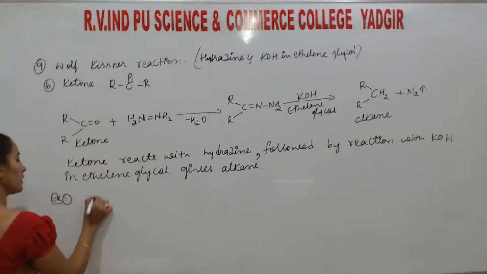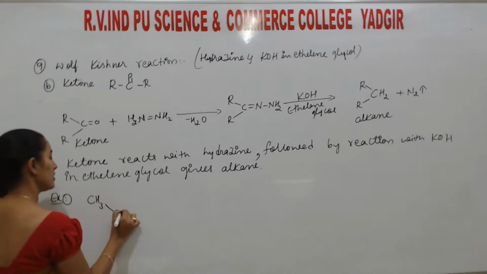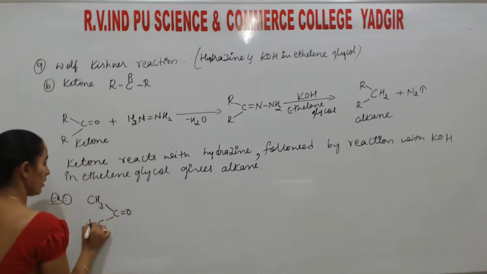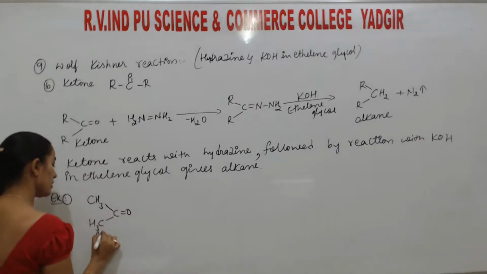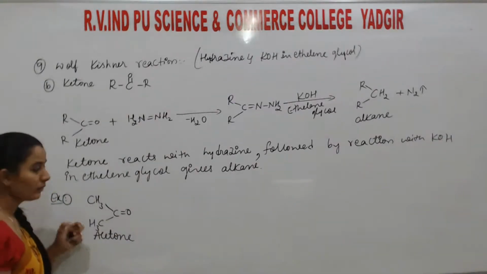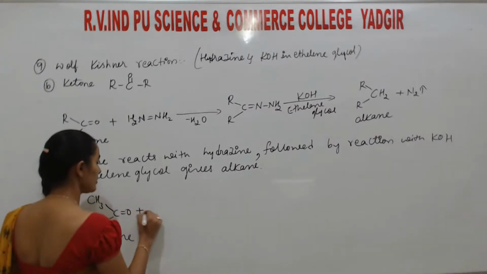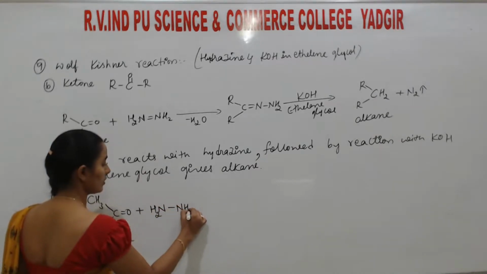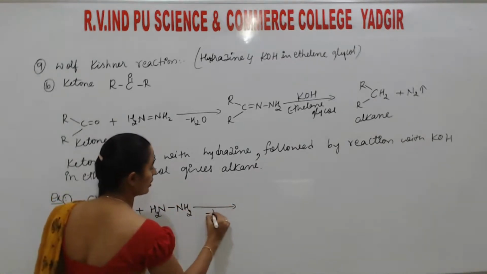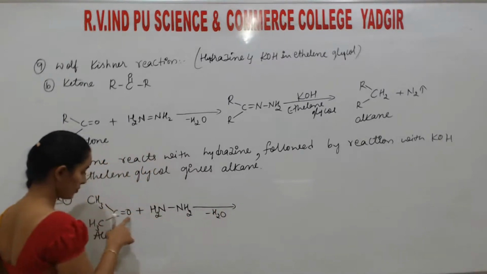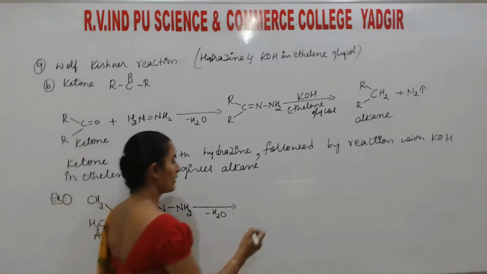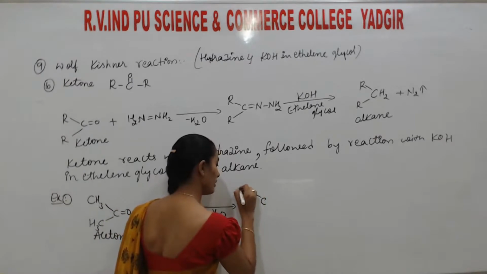So I'll just take the example here. Both R groups are replaced by CH3: CH3, C double bond O, CH3, that is acetone. This acetone is treated with hydrazine. Water molecule is removed, H2 from here and oxygen from here. Then they form this type of adduct.